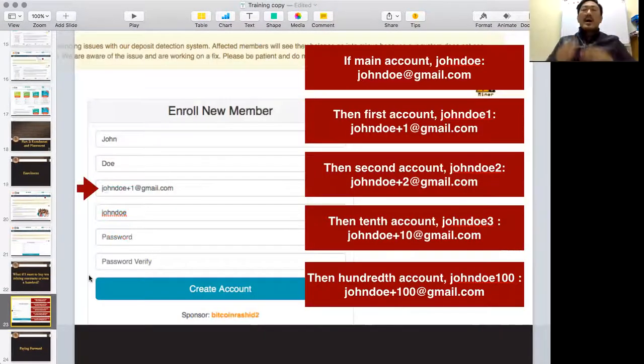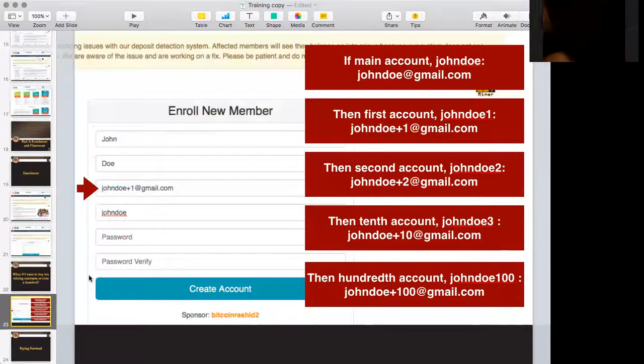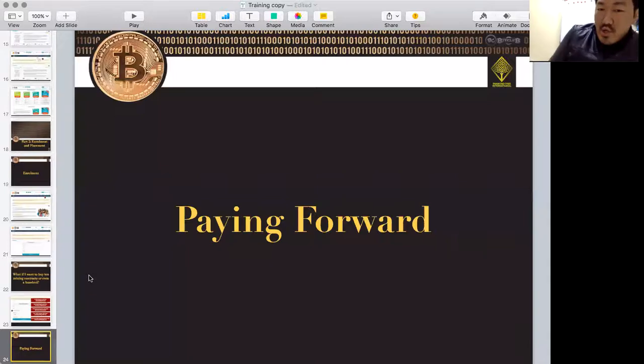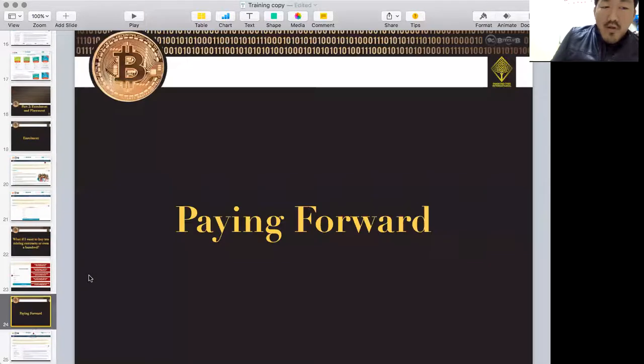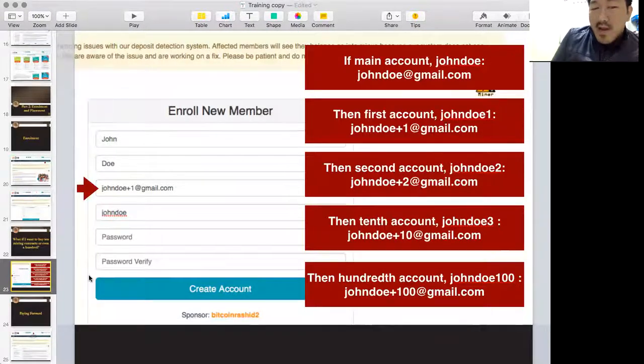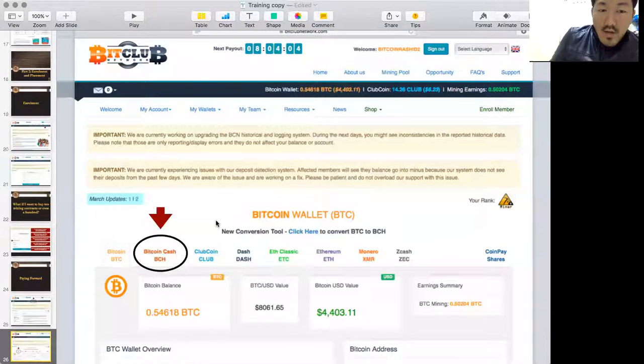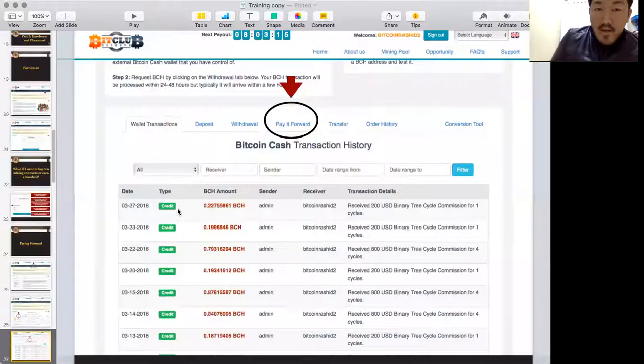So let's say you bought 100 accounts. How do you pay? Do you have to log into them one by one to pay for them? Well, there's a nifty trick called paying forward. To pay forward for all those 100 accounts from your main account, click on your Bitcoin wallet. Since we are now paying for contracts using Bitcoin Cash, click on the Bitcoin Cash wallet. Then scroll down and go to pay it forward.